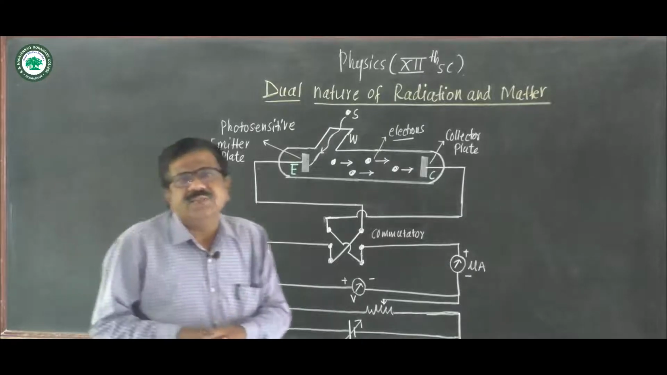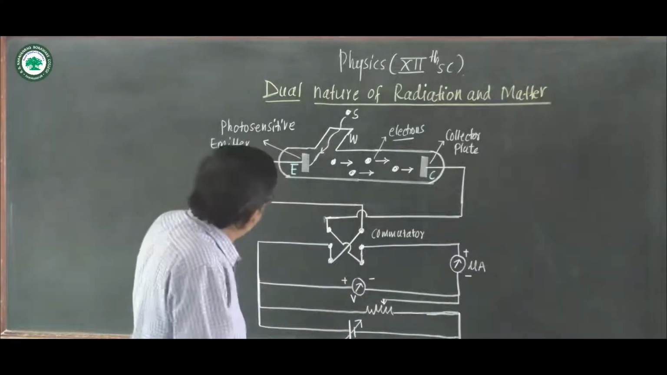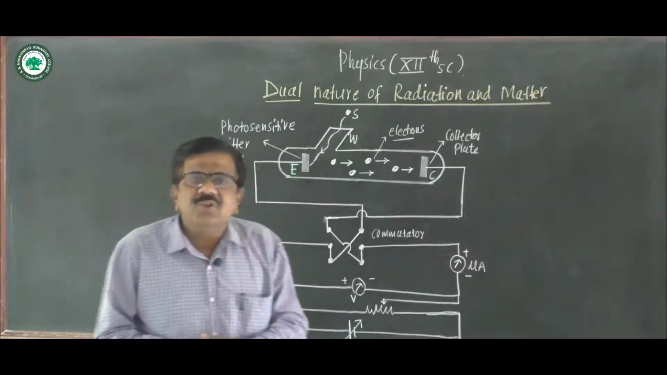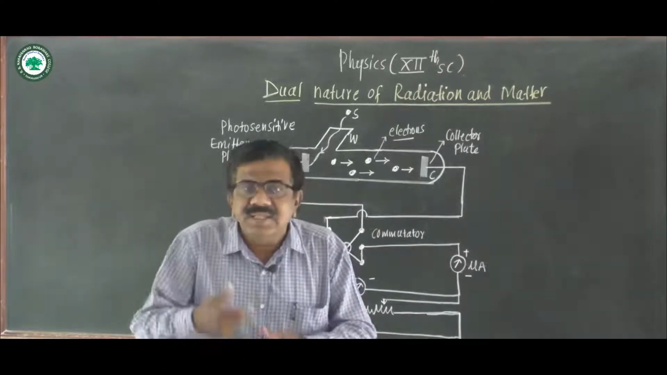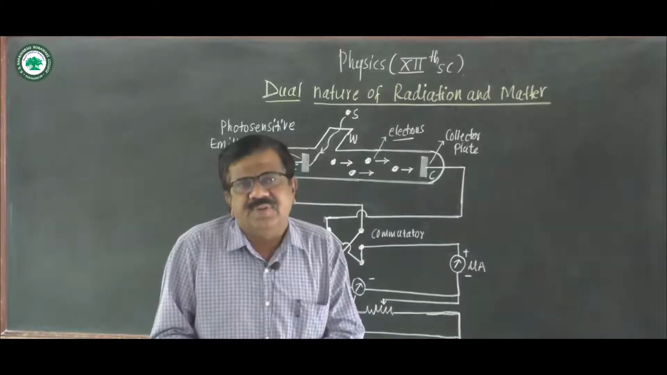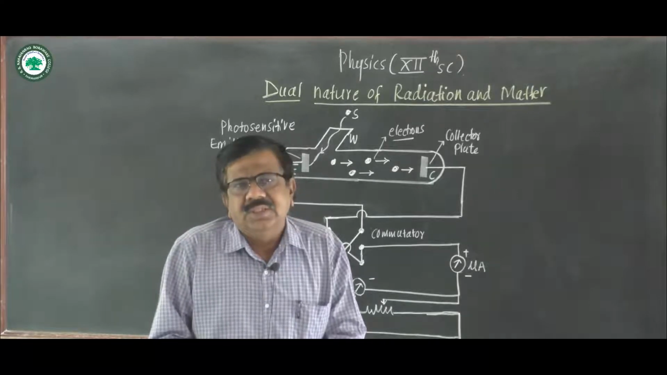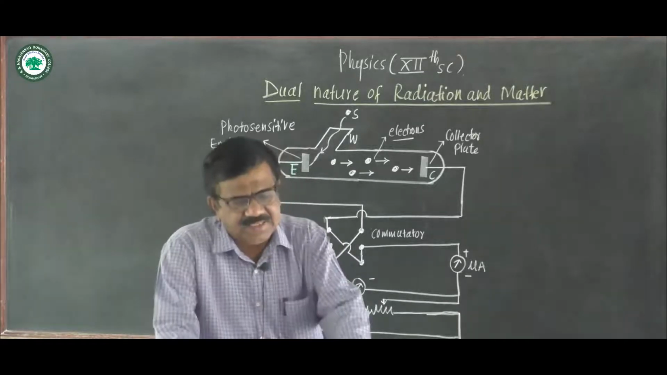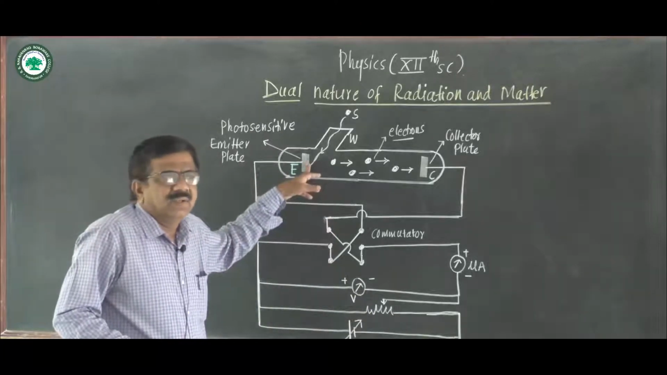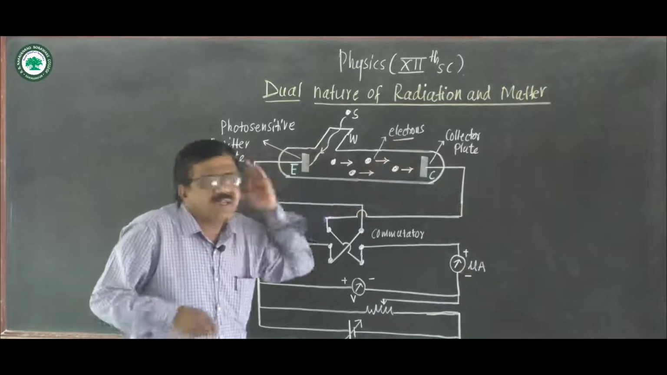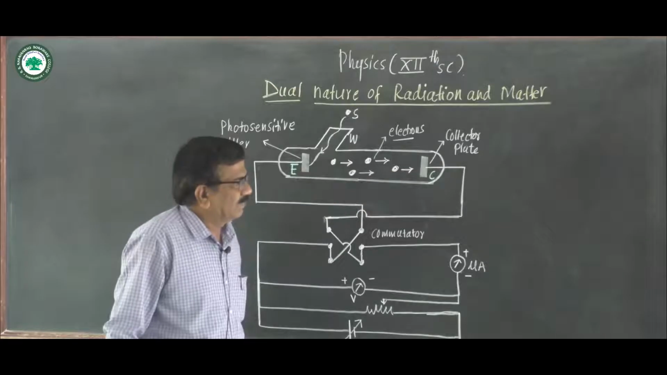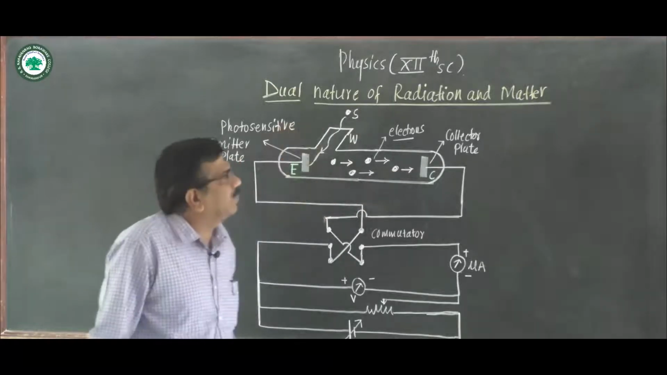Now we know the photoelectric effect: the emission of electrons by a metal surface when radiation of suitable frequency is incident on it. That frequency we call the threshold frequency, nu zero. The threshold frequency is the minimum frequency of incident radiation for which photoelectrons are emitted from the emitter. This is the photoelectric effect we know.